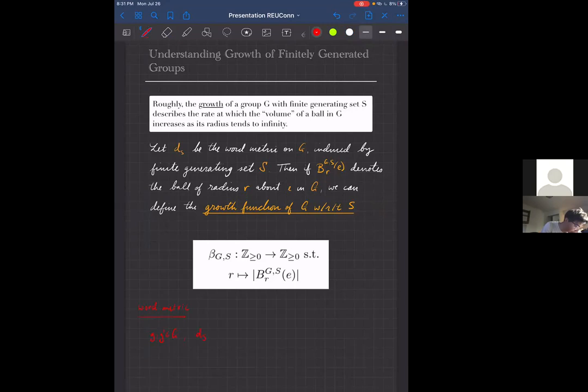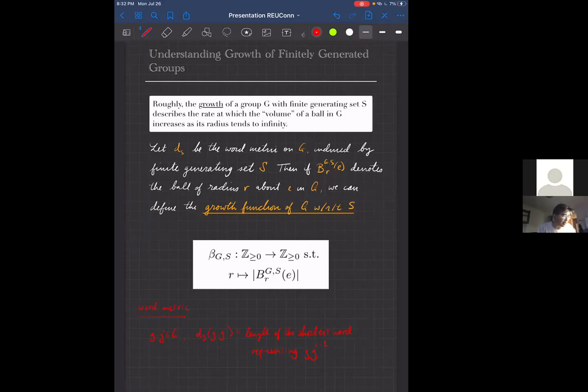with respect to the generating set S is just the length of the shortest word representing the difference between these two elements. So g times g' inverse. So this gives us a very nice metric. You can verify for yourself that it is indeed a metric on G. And this allows us to define balls of radius R.